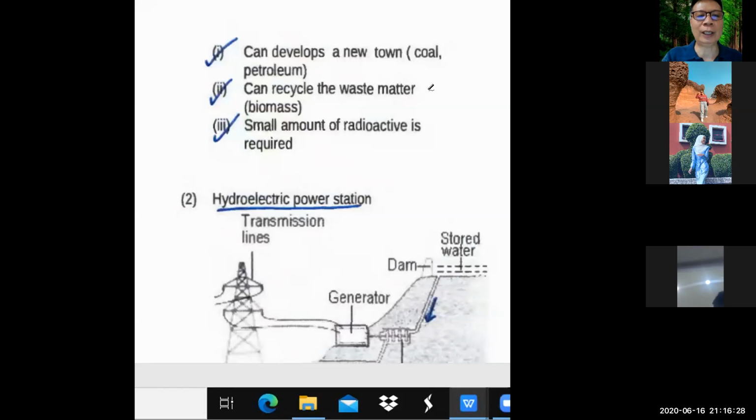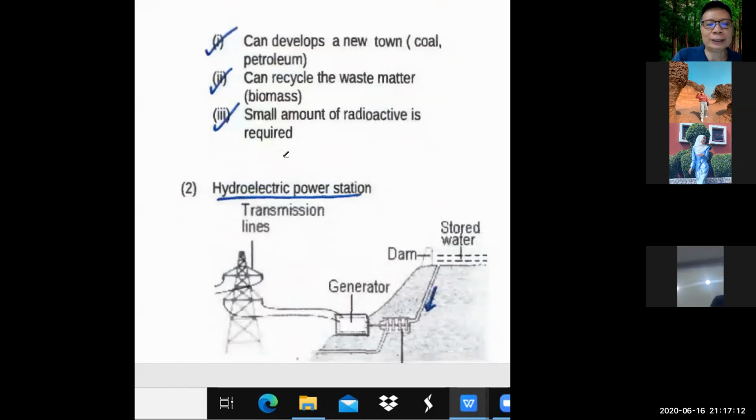Okay, can recycle the waste matter, biomass. Okay, for example, use coal, use petroleum, use petrol to burn, got side product, right? That one can be recycled. And the amount of radioactive used is small. Using radioactive, you need a little bit only. So the advantage, okay. So remember, first one is thermal power station. Remember thermal power station. In Malaysia, it's still very common, you know, we use many of them. In Johor got 2, Malacca got 1, okay?